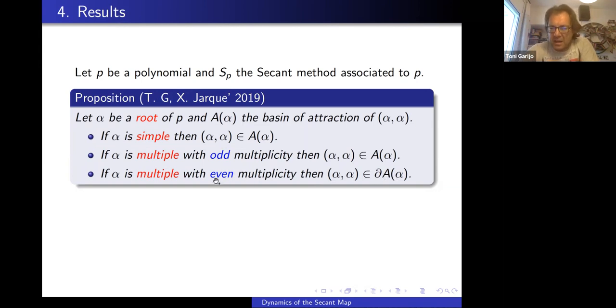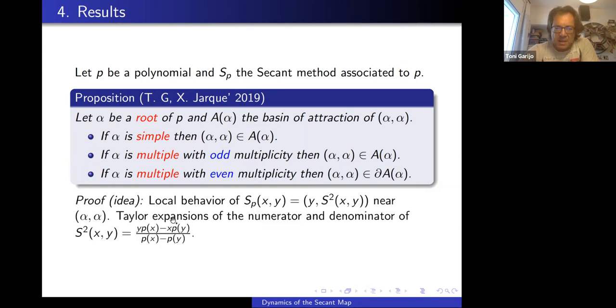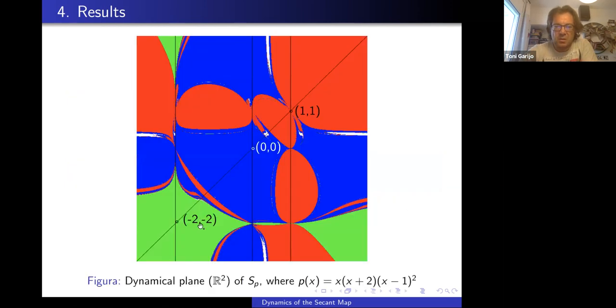We have here a repelling direction. Well, the idea is quite easy. You only need to take the second component of the secant map that is given by this expression and expand using the Taylor series in two variables and study a little bit of that. It's not so difficult. Here is a picture.